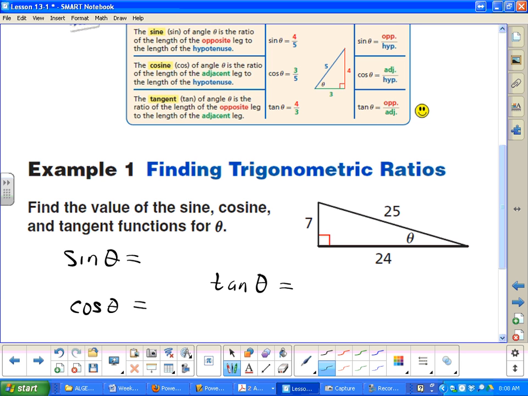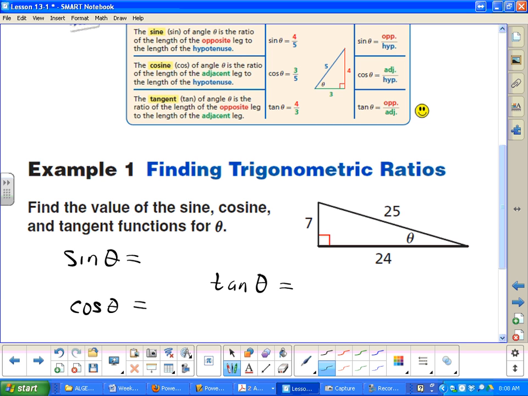Okay. And these are always the symbols you use. You put SIN for sine, COS for cosine, and TAN for tangent. Don't write out the whole word. This is the appropriate way to write it, and this is the way you'll see it on your calculator: SIN, COS, and TAN.